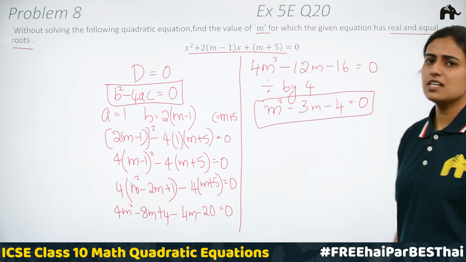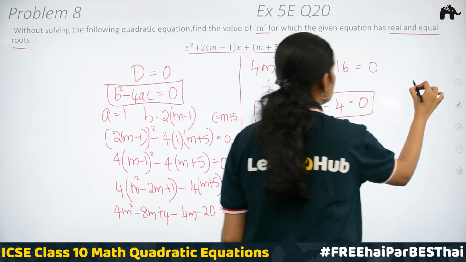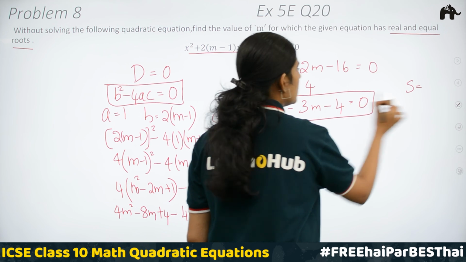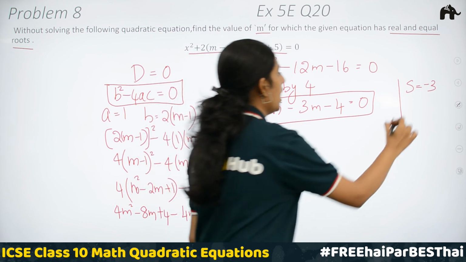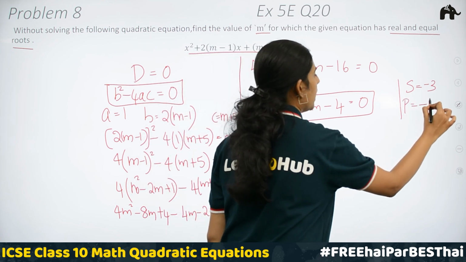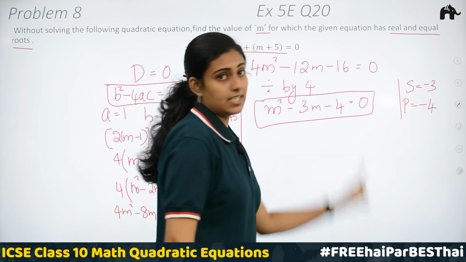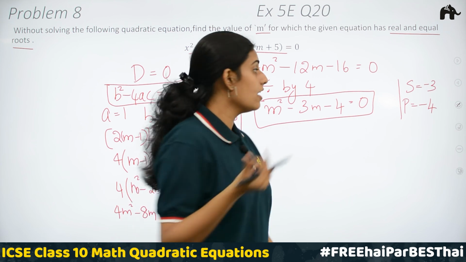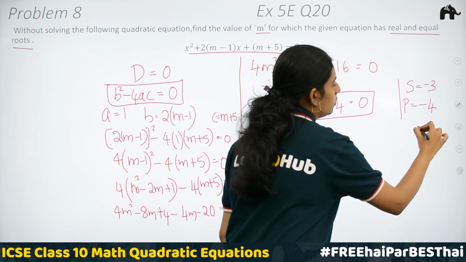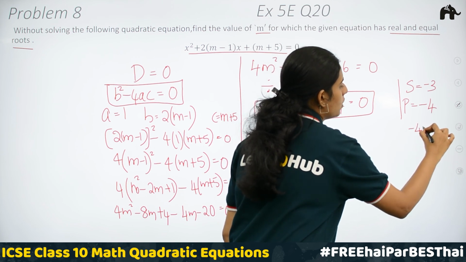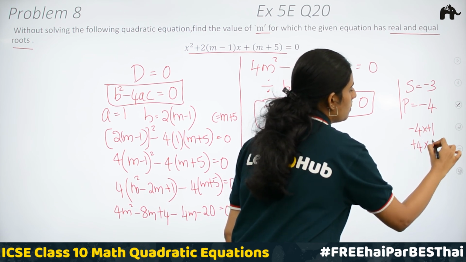Okay, let's use the splitting middle term method. What is the sum here? Here sum should be equal to b. b is equal to minus 3. Sum should be equal to minus 3 and product should be equal to minus 4. When do we get minus 4? Here we need a negative number. That is, the numbers we are choosing, one should be positive and the other should be negative. To get minus 4, I can do minus 4 into plus 1 or plus 4 into minus 1.